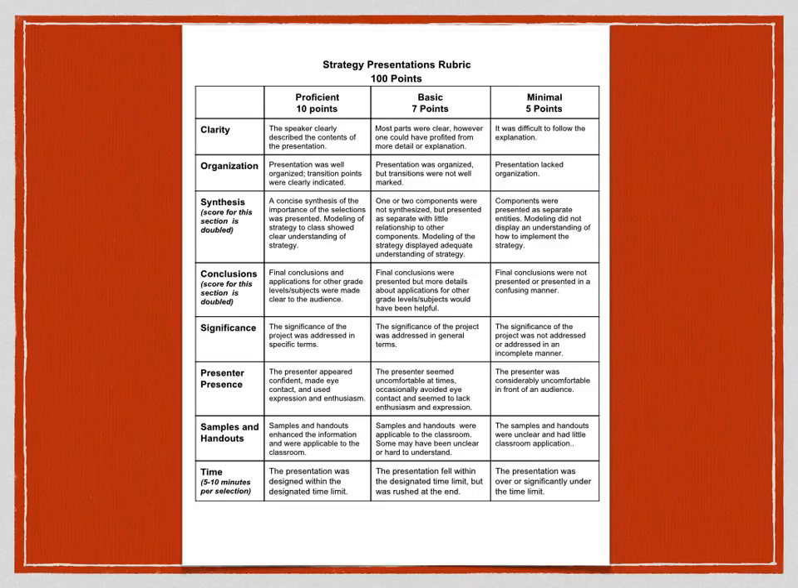And I know that we all at some point are going to be a little nervous at first, but once we get to know each other, that'll come along much more smoothly. And then samples and handouts provided for us as well. And the time says 5 to 10 minutes per selection. And that's typically about what I've found when I've done this in the past, it's about 5 or 10 minutes per strategy. So about 15 to 20 minutes per student is typically what the time allotment is.